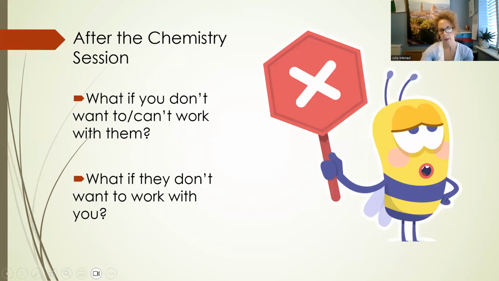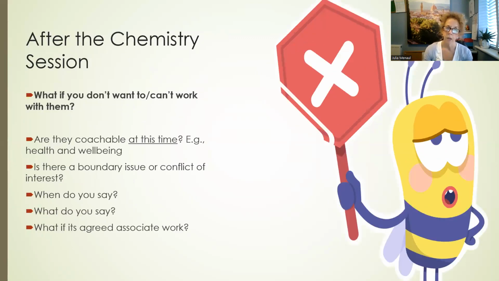So at the end of the chemistry session, what if you've discovered that you don't want to work with them for whatever reason, or you can't work with them, something's occurred that you've thought, oh, it's not a good idea if I get into a relationship with these people. And what if they don't want to work with you? So let's take one at a time. So what if you don't want to work with them and you can't work with them?